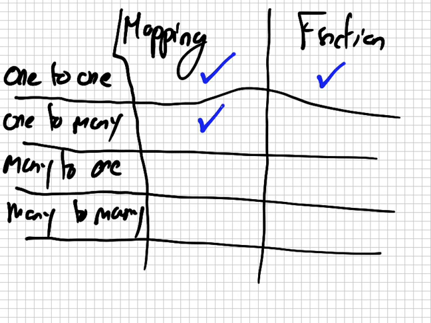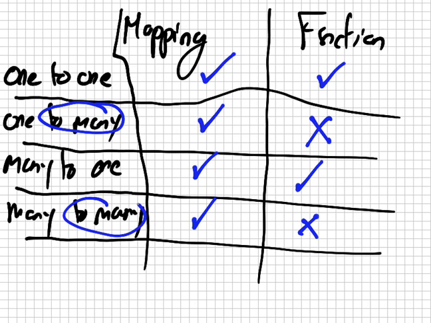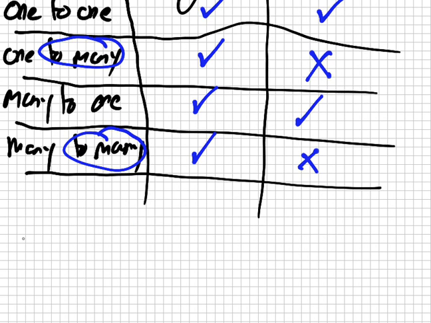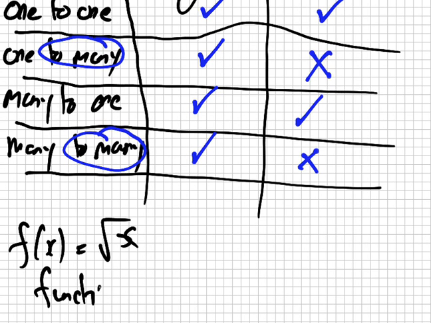1 to many can be called a mapping but not called a function. So we don't consider this a function. Or at least we don't consider it a good function. Many to 1 can be called a mapping or we can call it a function, and many to many can be called a mapping but we cannot call it a function. In other words, the too many part is bad for us for functions. Which is interesting because it means f(x) equals square root x. I can call this a function. But tell me why I cannot call this a function.